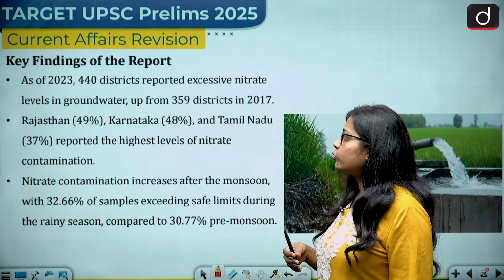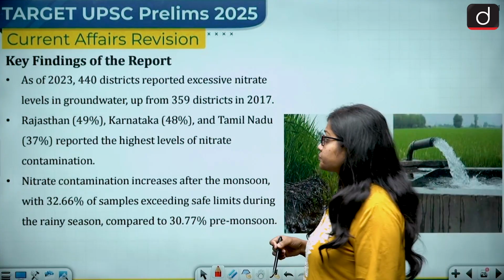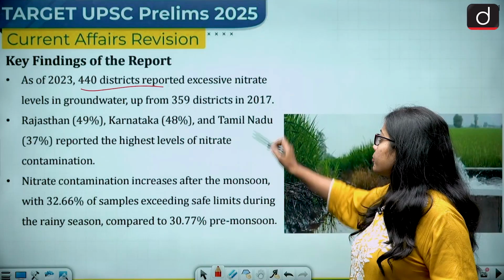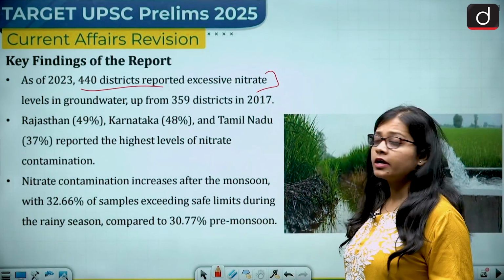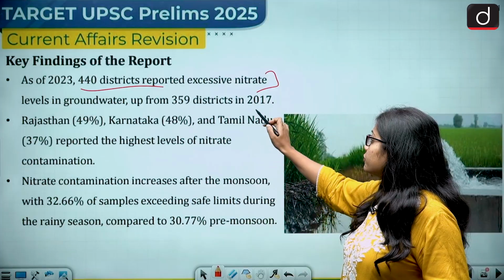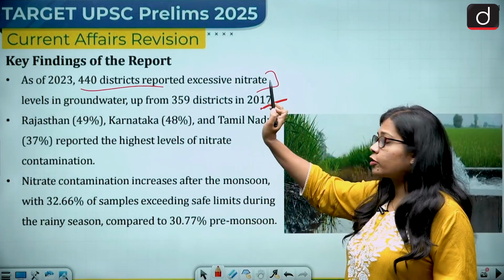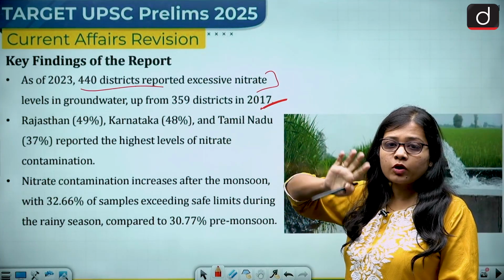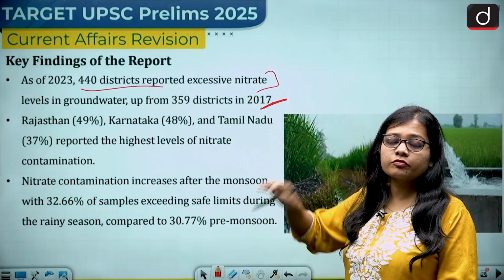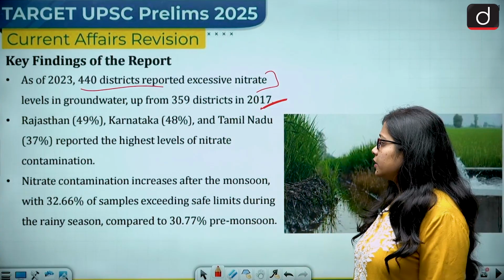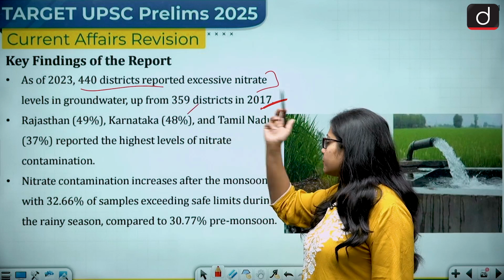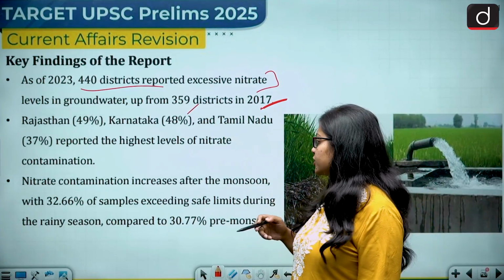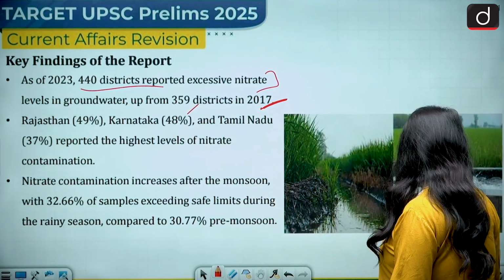Now key findings of the report: as of the year 2023, around 440 districts have reported excessive nitrate levels in groundwater, and this is up from 359 districts in the year 2017. So from 2017 till the year 2023, the number of districts complaining about excessive nitrate in the water has increased. Then Rajasthan 49%, Karnataka 48%, Tamil Nadu 37% have also reported high levels of nitrate contamination. So this is a problem.